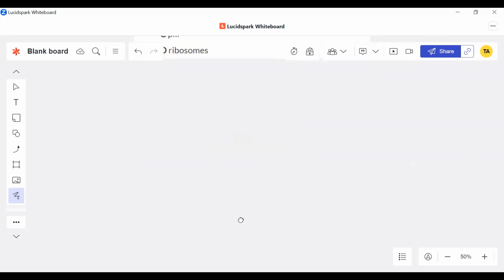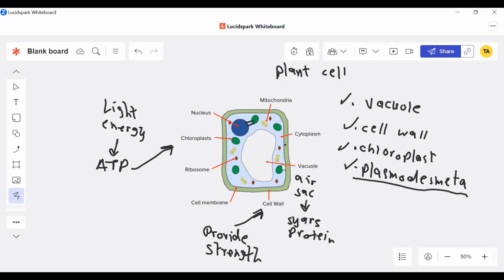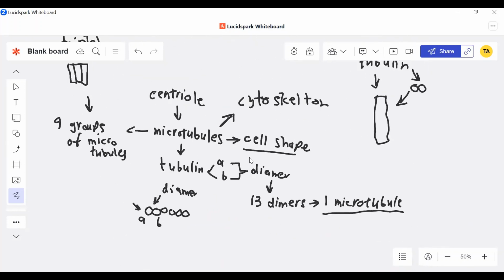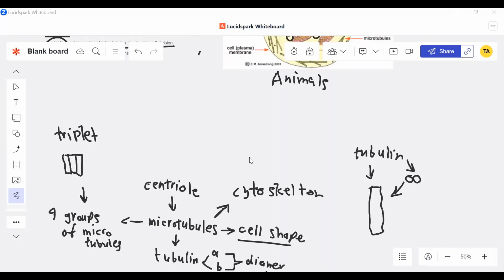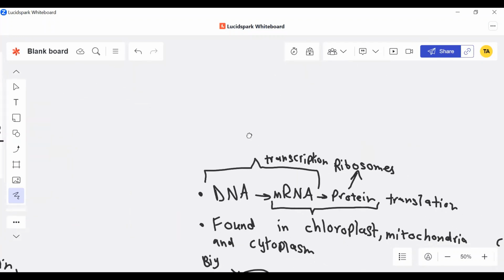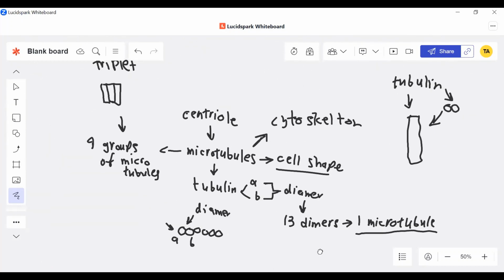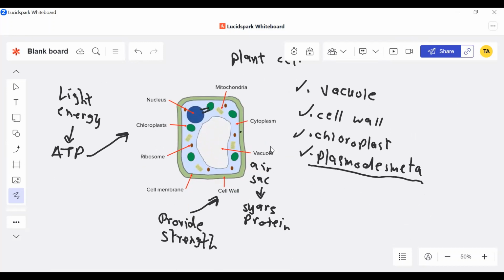I don't think there is anything else for chapter 1. So the difference in plant cell and animal cell, the anatomy of plant cell, and the anatomy of animal cell as well. And then you also need to know what ribosomes are and their function, what centrioles are and what microtubules are, and finally, the anatomy of plant cell.